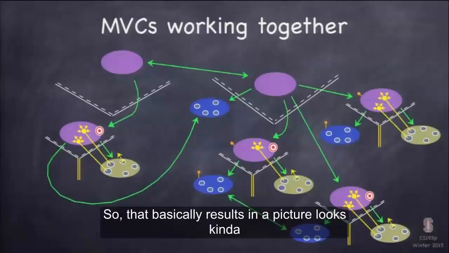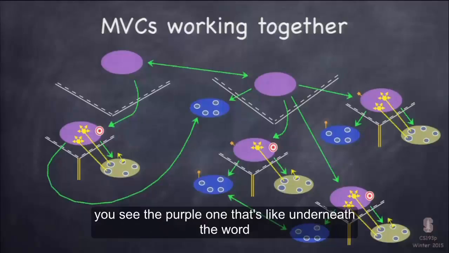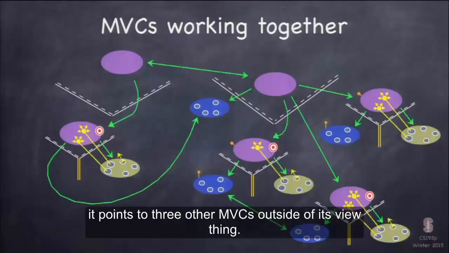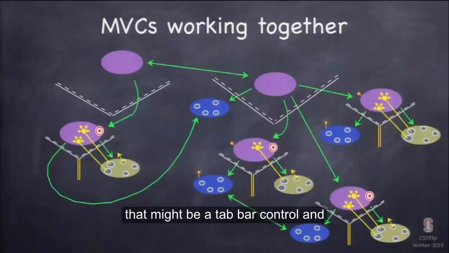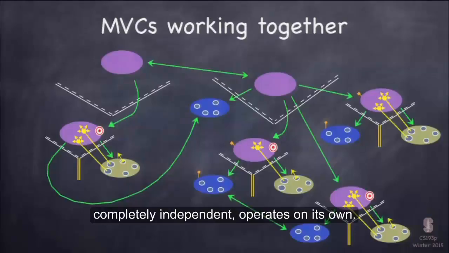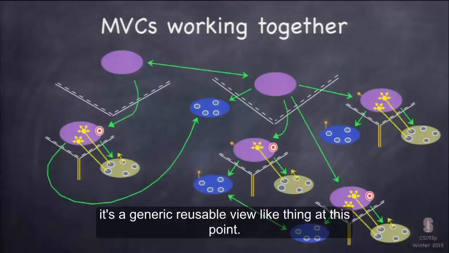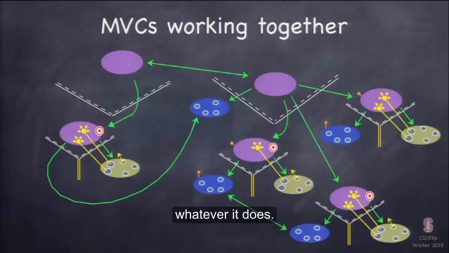So that basically results in a picture that looks kind of like this. You've got this MVC, and you see the purple one underneath the word together there, and it points to 3 other MVCs outside of its view. That's how we're going to build. So that might be a tab bar controller, and those might be the 3 tabs. Each one is its own little MVC, completely independent, operates on its own. It's a generic, reusable view-like thing at this point. It doesn't even know that it's in a tab bar. It just knows it's supposed to do whatever it does. And so it's modular in that way.